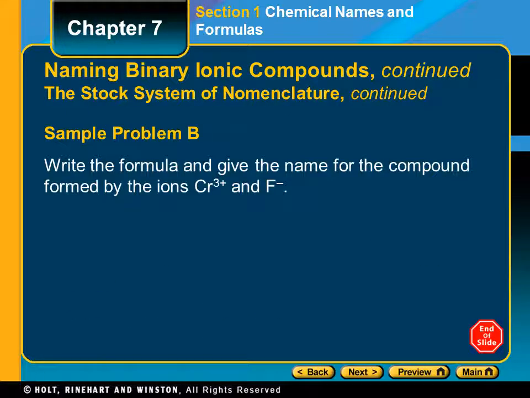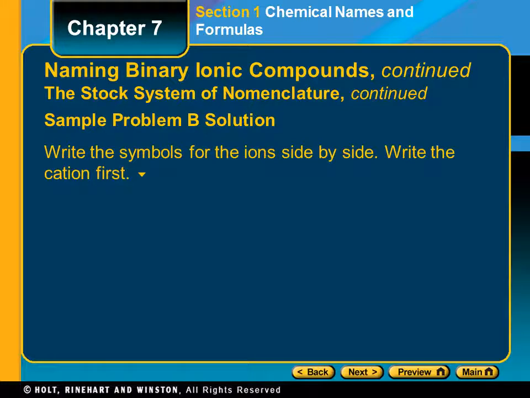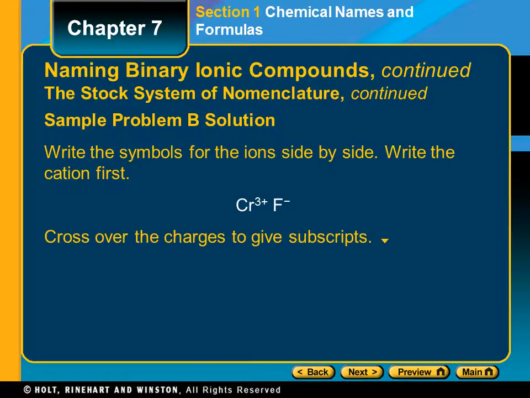So placing that into a sample problem: write the formula and give the name for the compound formed by the ions Cr3+ and F-. First we write the symbols side by side. Make sure you always write the cation first. Cross over the charges to get the subscripts. That would look like that.